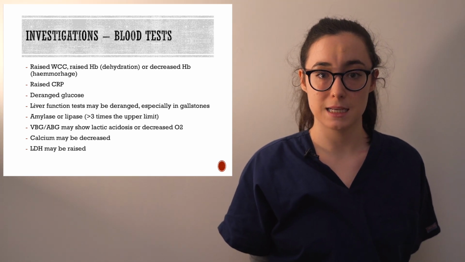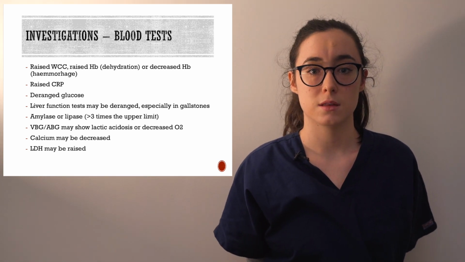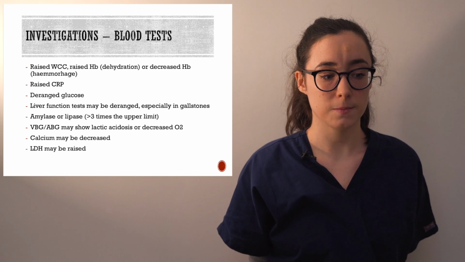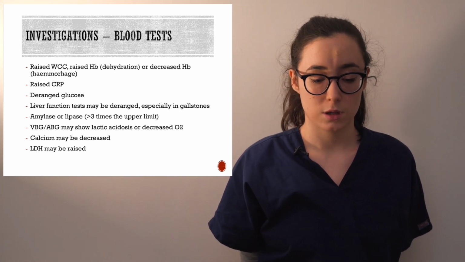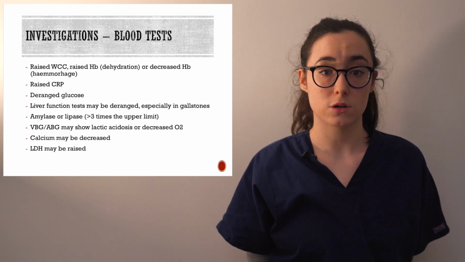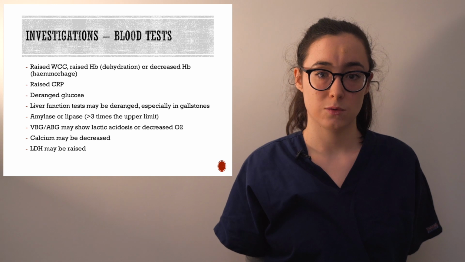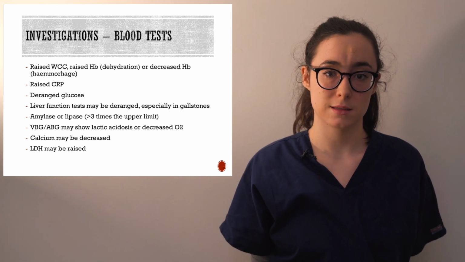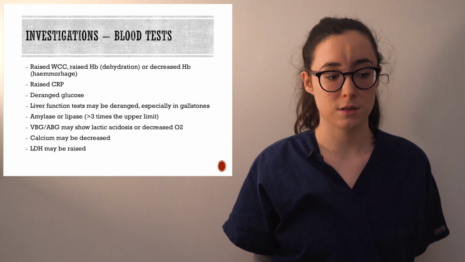We check amylase or lipase, depending on the trust, which will be up to 3 times the upper limit of normal. A blood gas, this can be arterial or venous, will indicate the amount of circulating oxygen in the blood. It may also indicate a lactic acidosis, which can be a feature of severe pancreatitis. Calcium may be decreased and LDH may be raised.